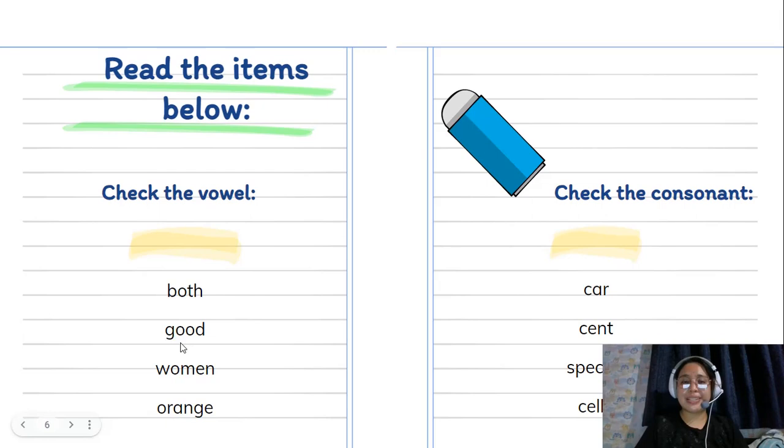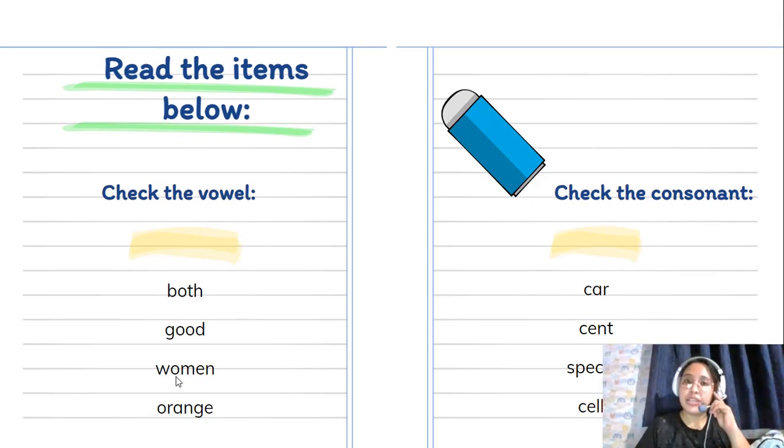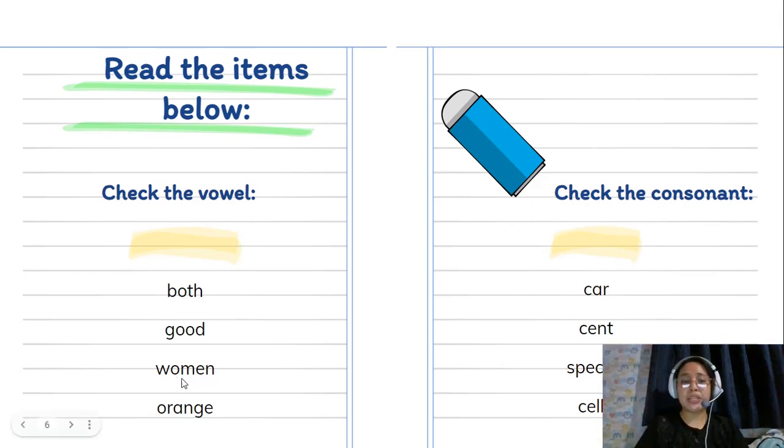When you say both, the sound of letter O is O. For good, the sound of letter O is U. For women, again, it's women. But if it's only one, you say woman. But if it's in plural form, you will not say it as woman, but you say women. So the sound of letter O is E. And for the fourth word, you have orange, so the sound is A. Therefore, we have the same letter O here, but different sounds.